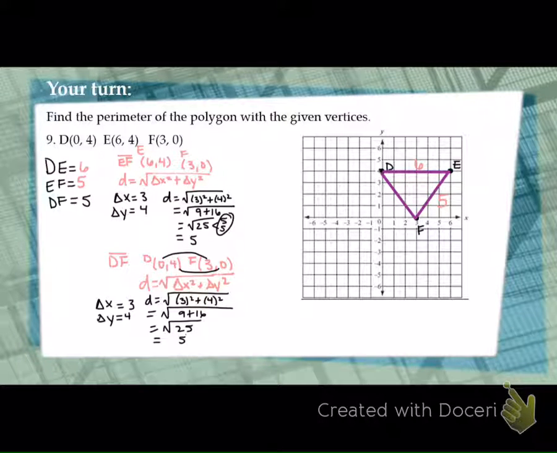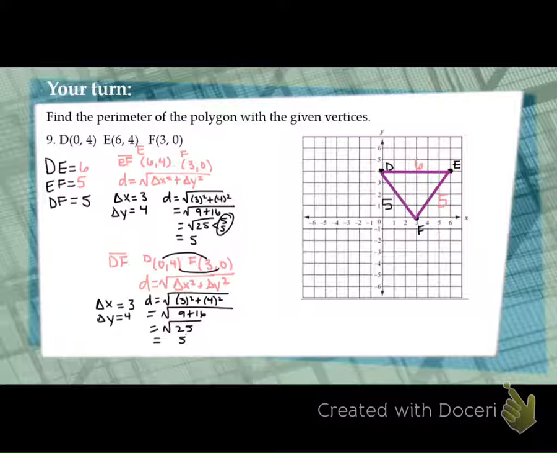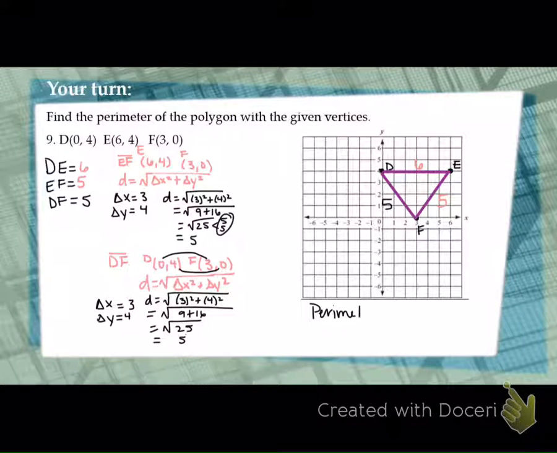All right, so what are we going to do now to find the perimeter then? Add them all together. So the perimeter is 5 plus 5 plus 6, which is 16. All right, look at that.